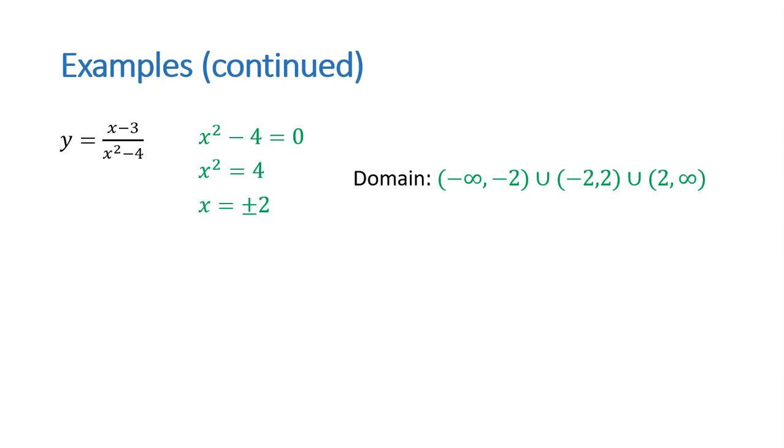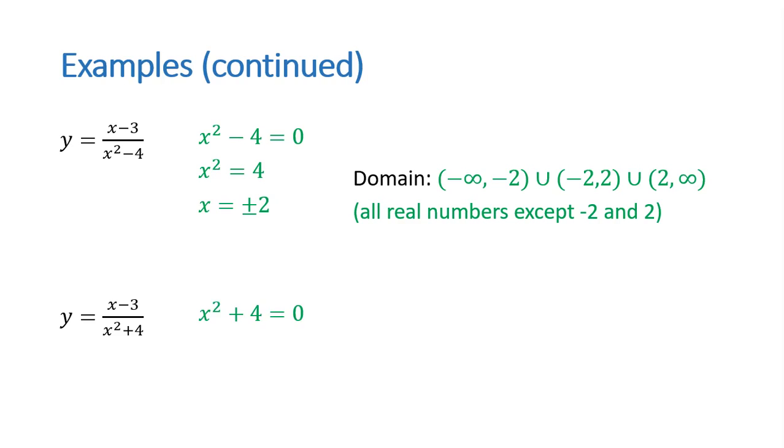Then everything from negative 2 to 2, so everything between the two excluded values, again with parentheses because we're not including those endpoints. And then everything from 2 to infinity, but not including 2. So if we have two excluded values, it actually splits all real numbers up into three parts. So in this case, we use two union symbols to combine these three intervals. Let's look at the next one.